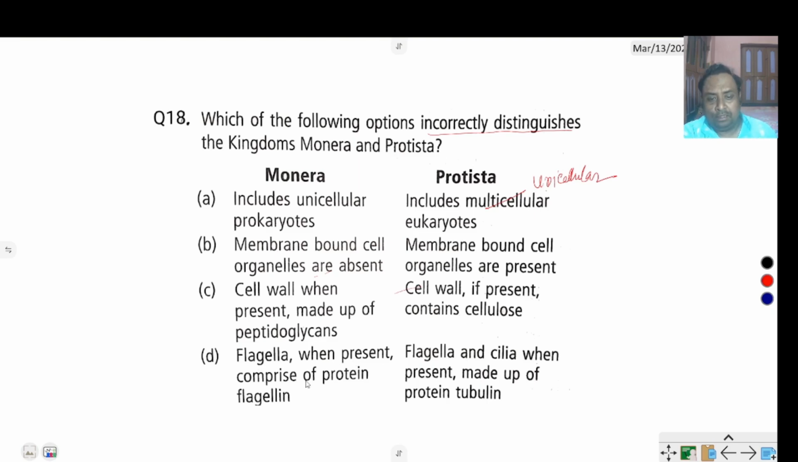Flagella when present comprise the protein flagellin. Definitely, because centrosome or microtubules are absent. Flagella and cilia when present are made of tubulin because centrosome is present. So here the incorrectly distinguished option is A, because Monera are unicellular prokaryotes and Protista are not multicellular prokaryotes, they are also unicellular eukaryotes.